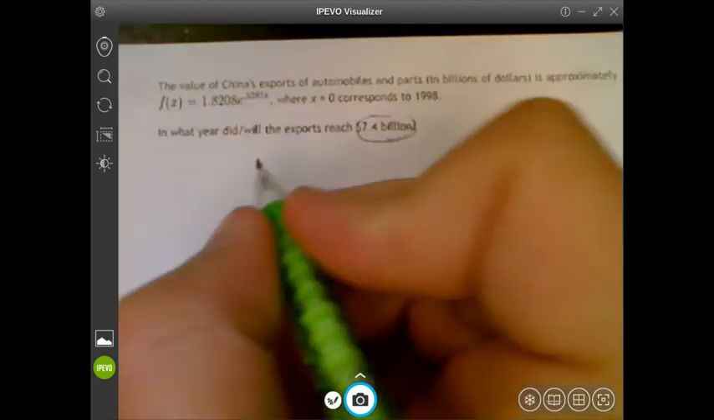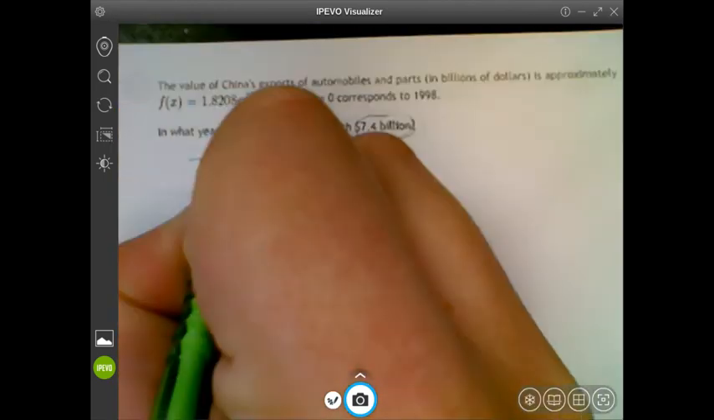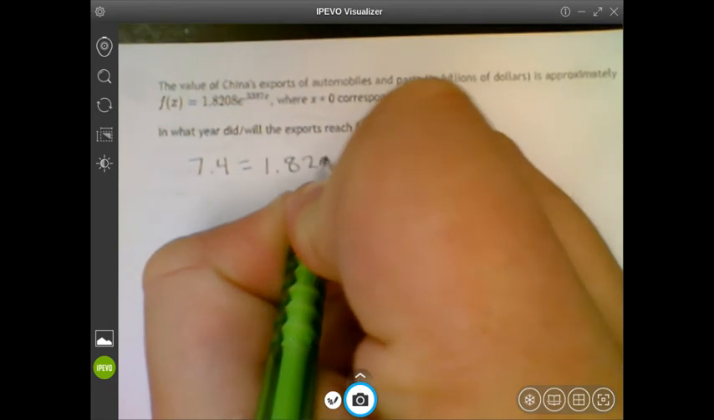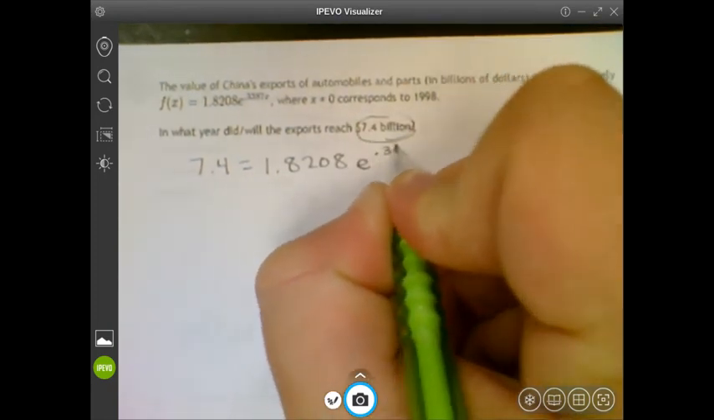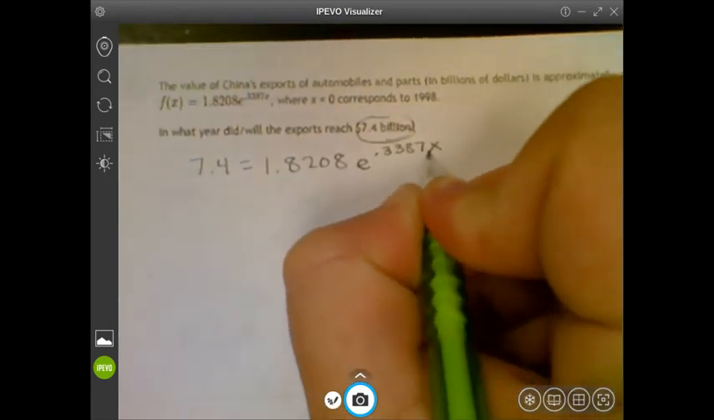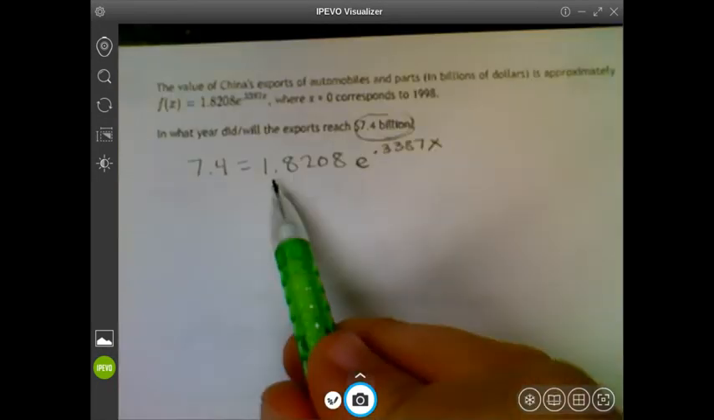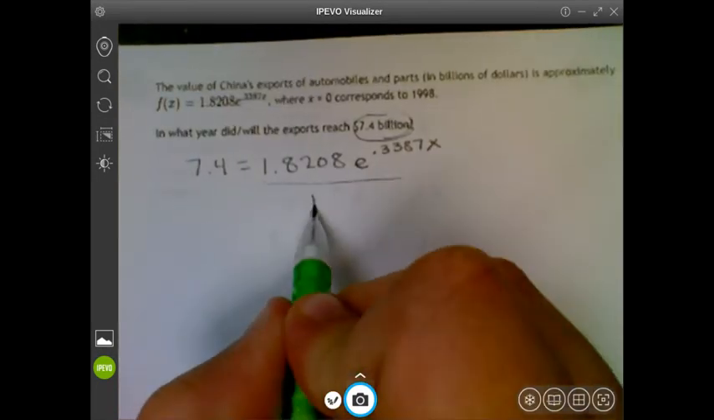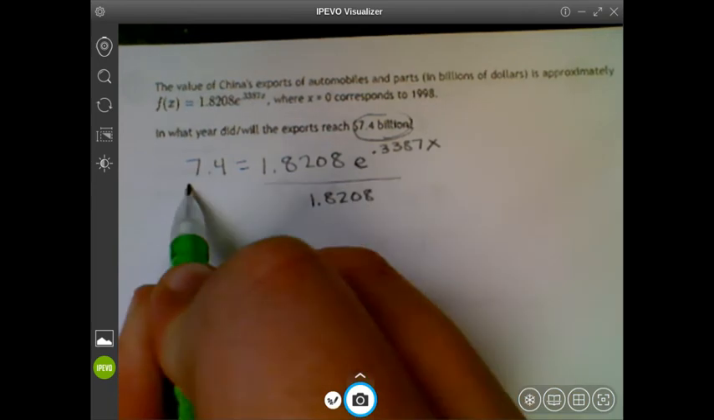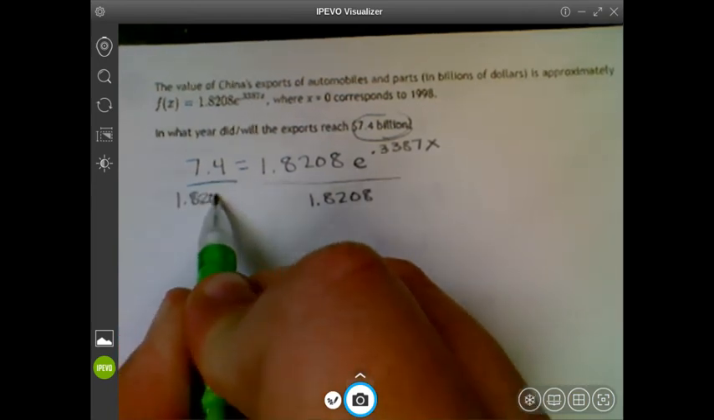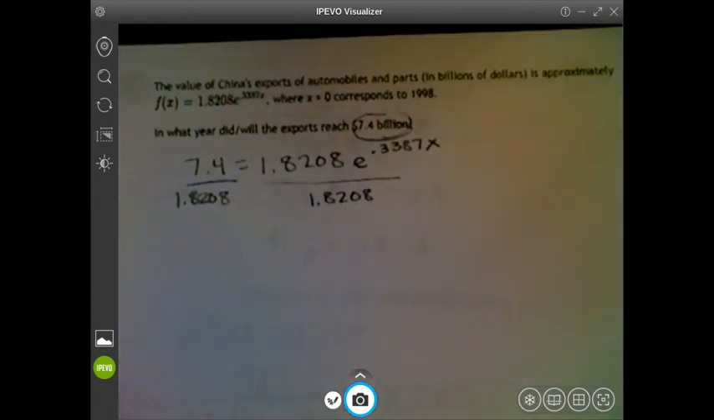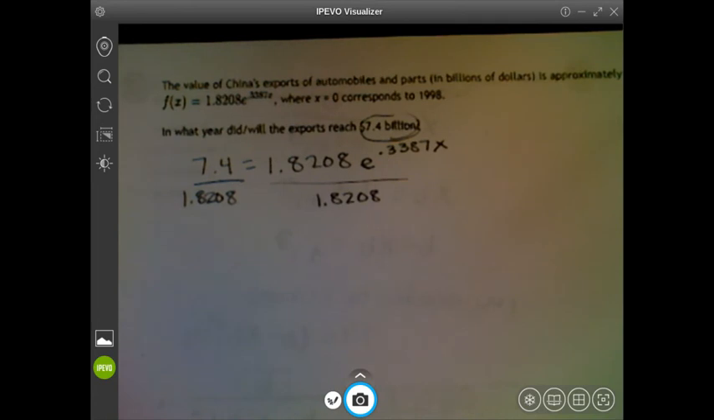All right, so the nice thing is they already gave us half of the equation. The other part is that it's just equal to 7.4. So 1.8208 e to the 0.3387x. All right, and we're going to go ahead and do some solving here. So the first thing you can do is divide both sides by 1.8208. So we're going to do that division. And when you divide, it's probably best to take it to 3 or maybe 4 decimal points so that you get a pretty accurate answer at the end.